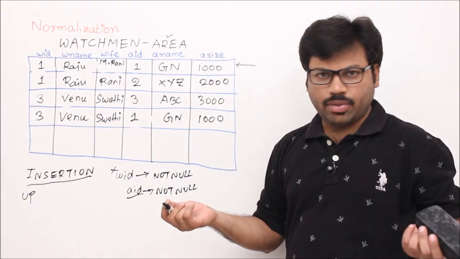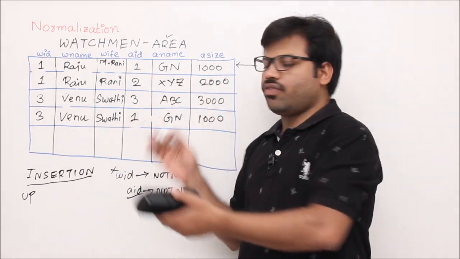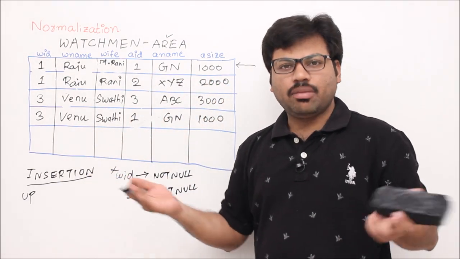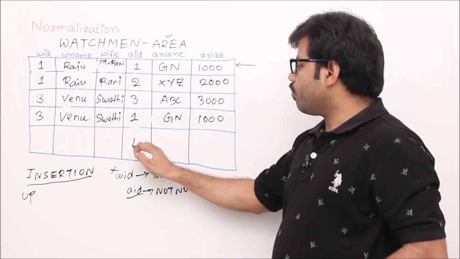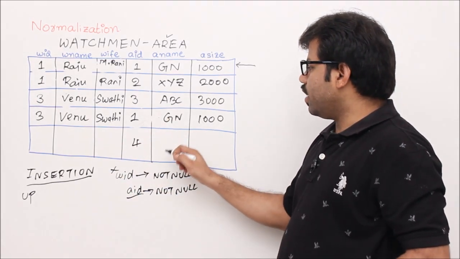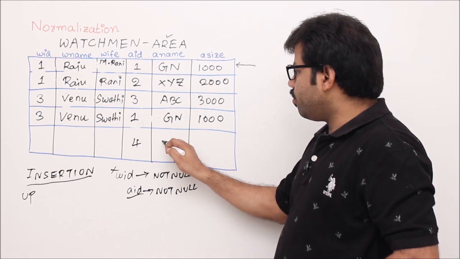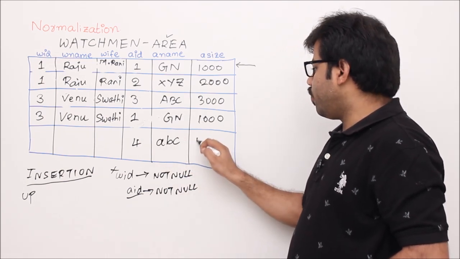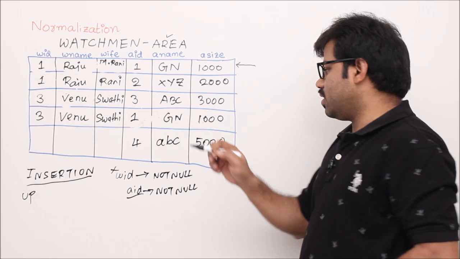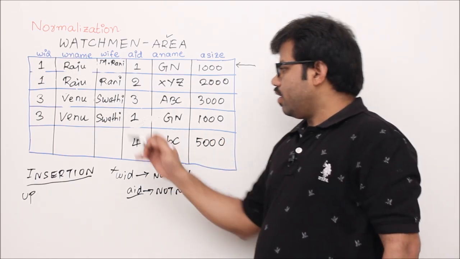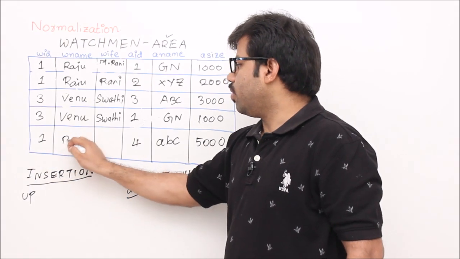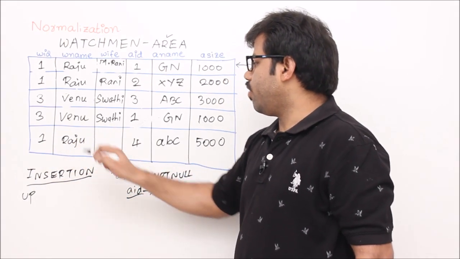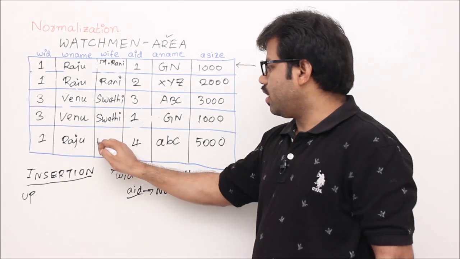But how to avoid the repetition of data? Given this combination of tables, in this one I definitely get repetition of data. Example, there is a new area called 4. Let's say some small ABC and 5000 square meters. See this data. And Mr. Raju wants to watch this area. So 1 comma Raju, and wife is now Maharani, right?